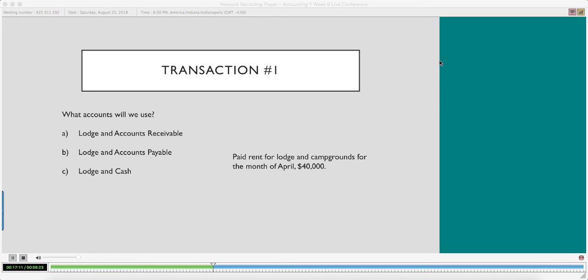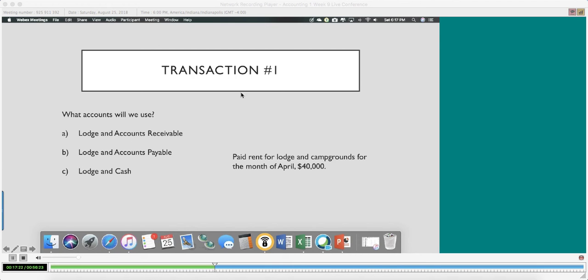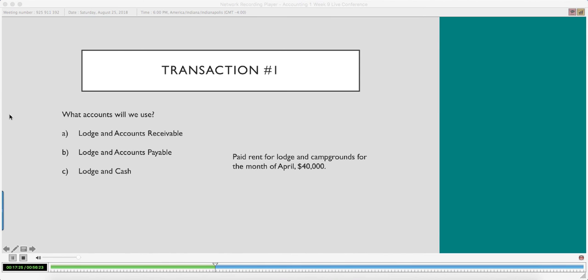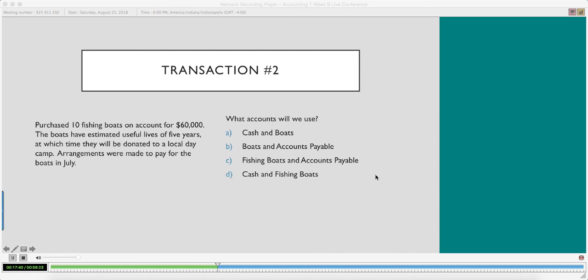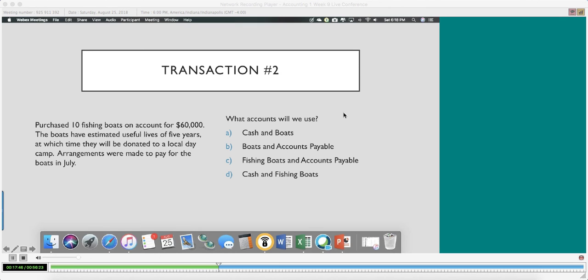Why are you guys saying it's cash and not accounts receivable? Why is it cash? Exactly, because it does not say on account. So we're going to automatically assume it's cash. Okay. This is one of the examples where the textbook gives us way too much information for what we need at this point in time.